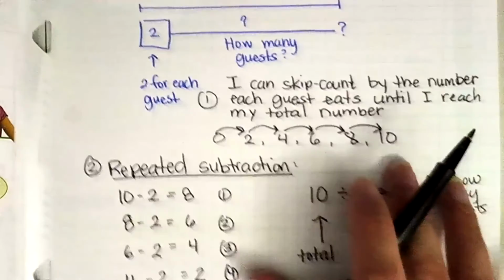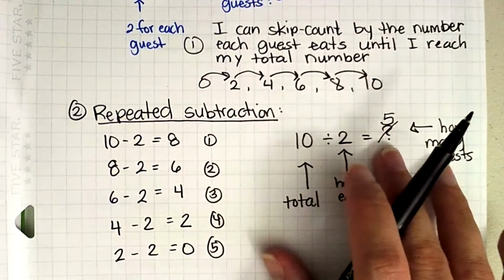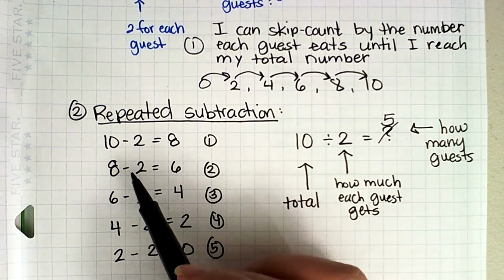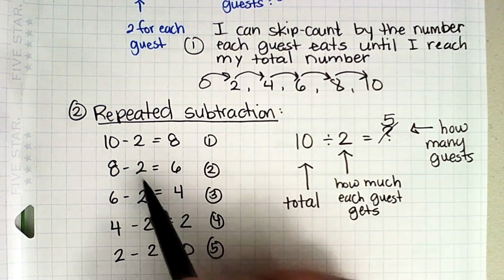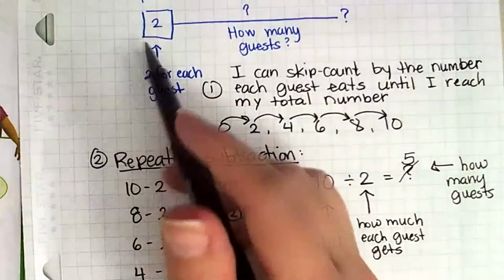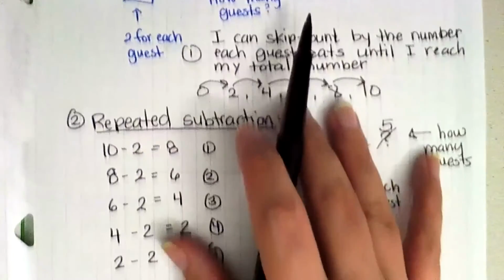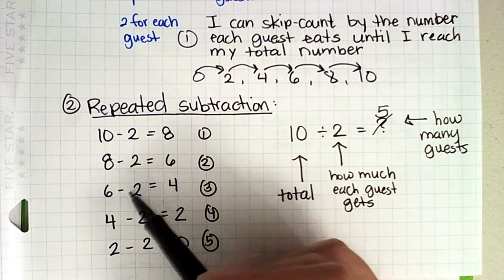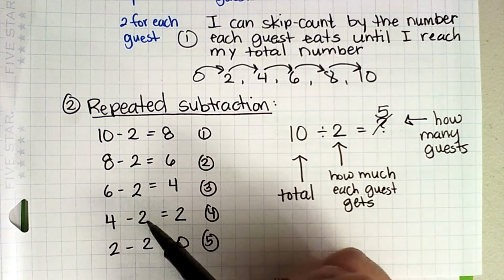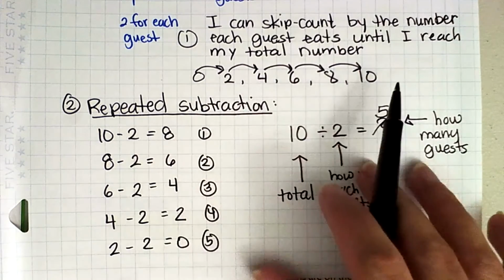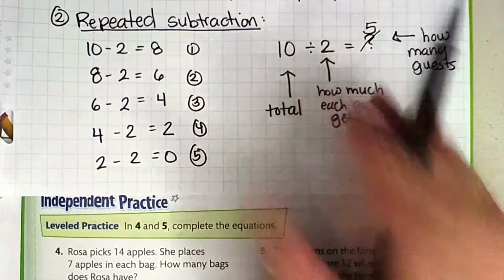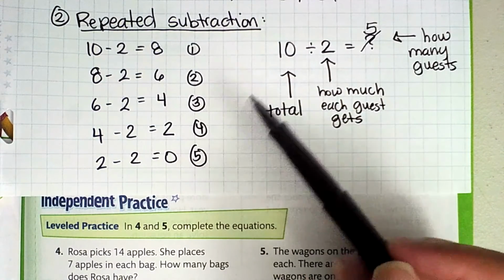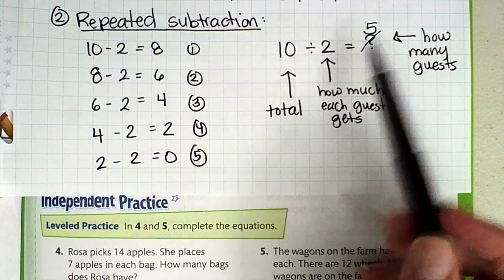So the strategy we talked about in the lesson is repeated subtraction. So we're starting out with 10 because 10 is our whole number. And we're subtracting 2 at a time because 2 was the number of strawberries each one of our guests was going to get. So 10 take away 2 gave me 8. 8 take away 2 gave me 6. 6 take away 2 gave me 4. 4 take away 2 gave me 2. And 2 take away 2 gave me 0. So I was able to do that repeated subtraction 1, 2, 3, 4, 5 times. So 10 divided by 2 equals 5.